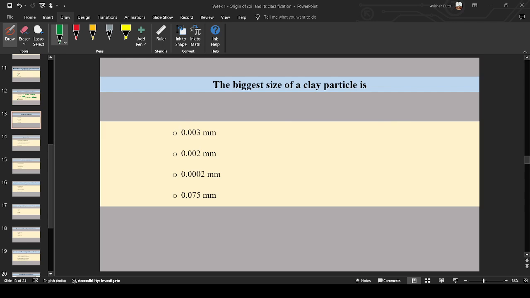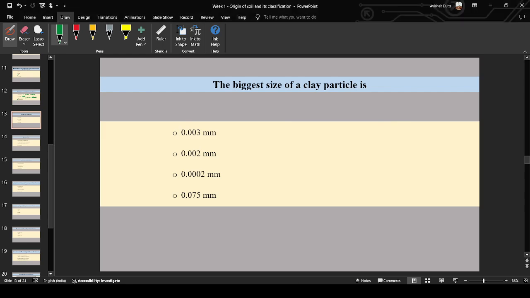The biggest size of a clay particle is. The biggest size of a clay particle is 2 microns as per the Indian Standard Classification System. 2 micron, that means 0.002 millimeter. As per the system, the biggest size of clay particle is 2 microns.